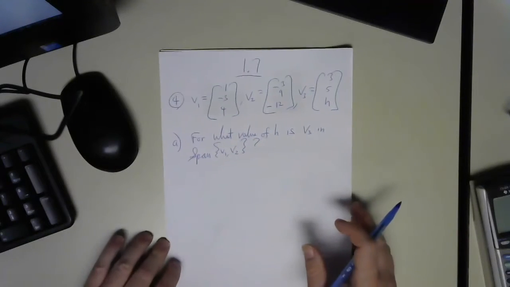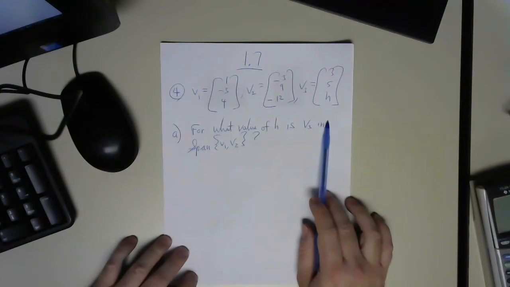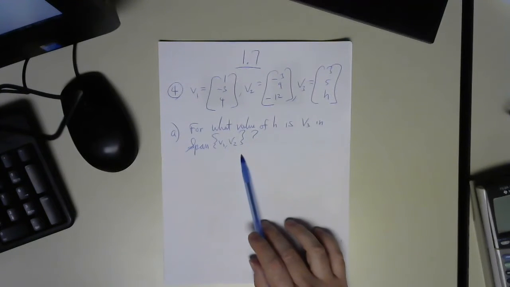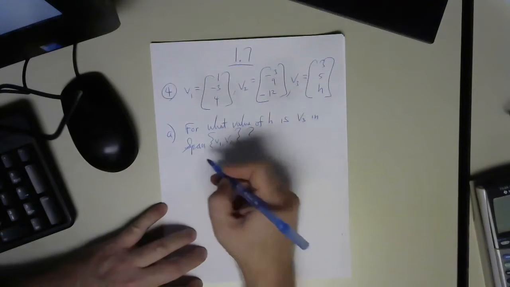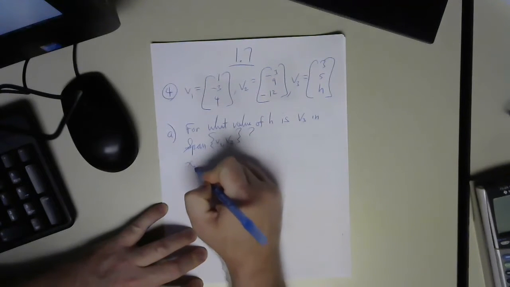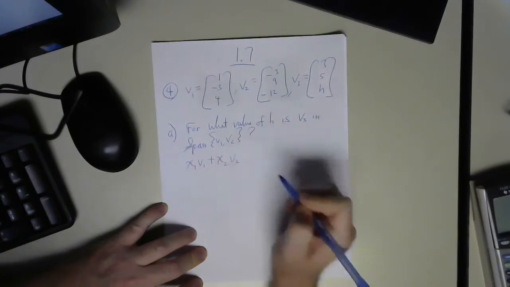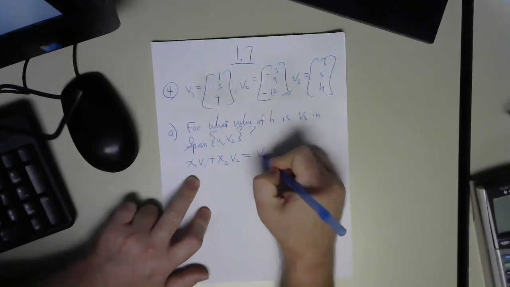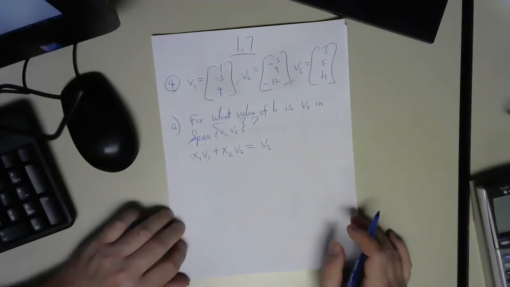Okay, number 4 from 1-7 is a two-parter. They give us three vectors, v1, v2, v3. For what value of h is v3 in the span of v1 and v2? All right, so remember the span of v1 and v2 looks like this. It's the set of all vectors of that form, so that has to be equal to v3 in order for v3 to be in the span of v1 and v2.